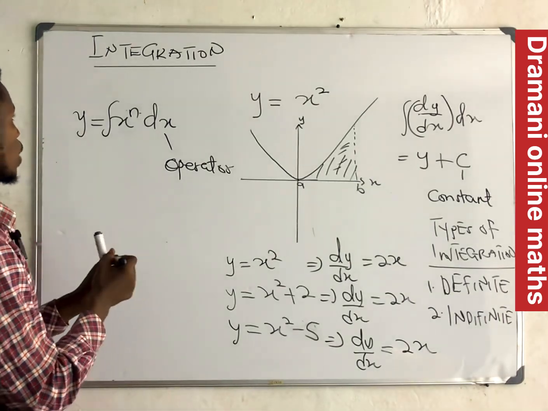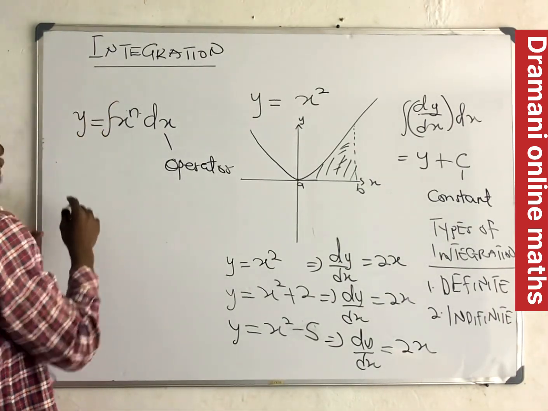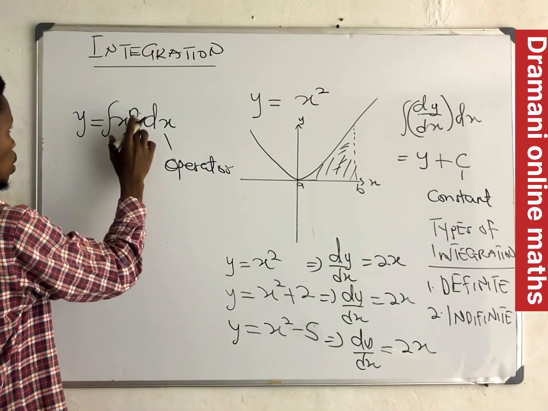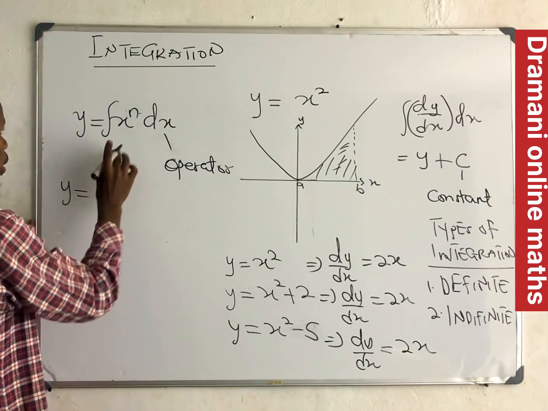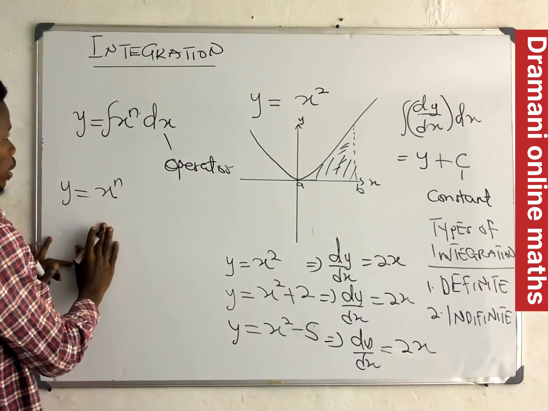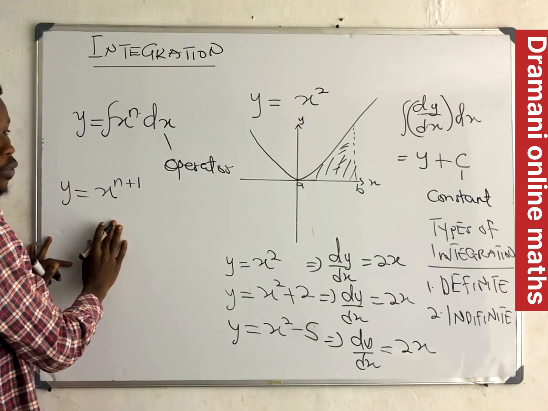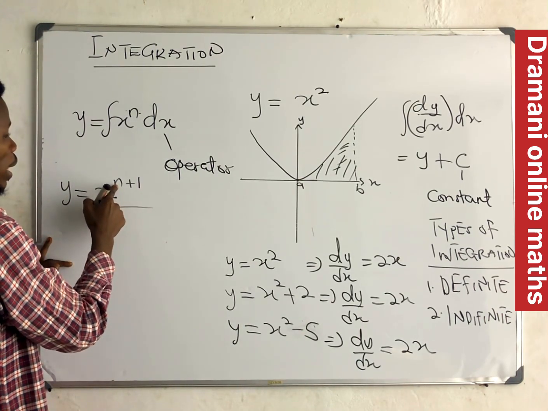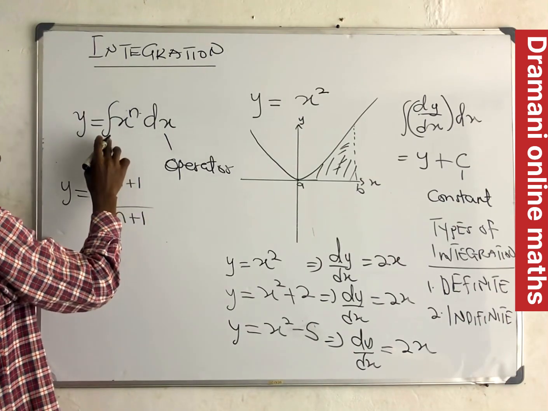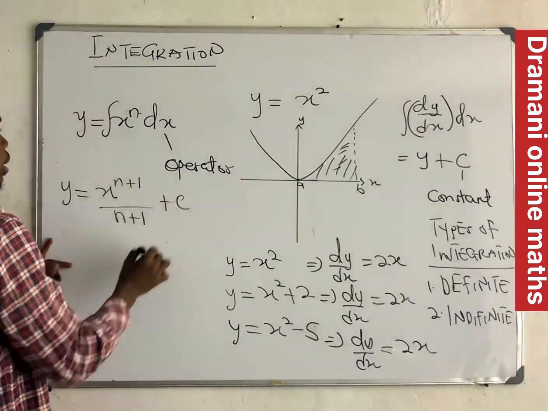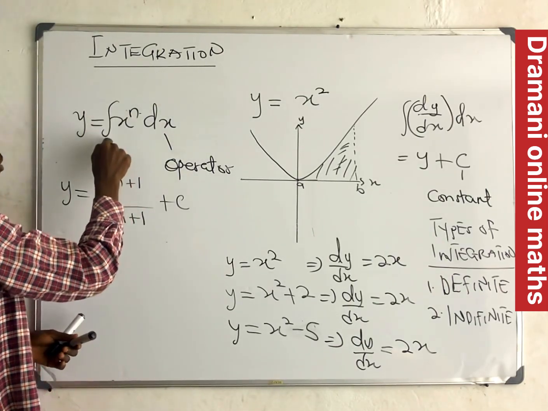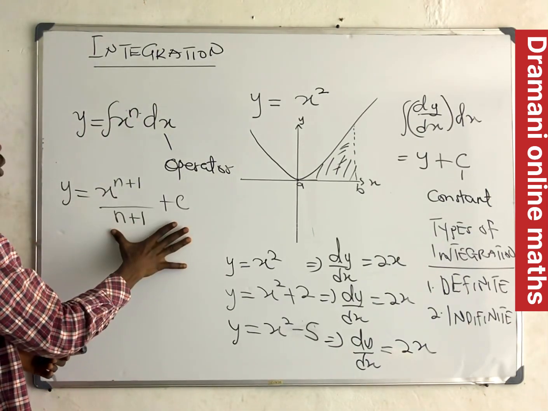Good. Now let's look at the general way of integrating a function. This is my function, x to the power n. When integrating this, you repeat the same function, you add 1 to the power, and the power we have here is n plus 1. So we divide by n plus 1. Because it's indefinite, we add C to it. How would you know that it's indefinite? It's when there are no numbers here, no limiting values here. Is that okay? So this is how we integrate.